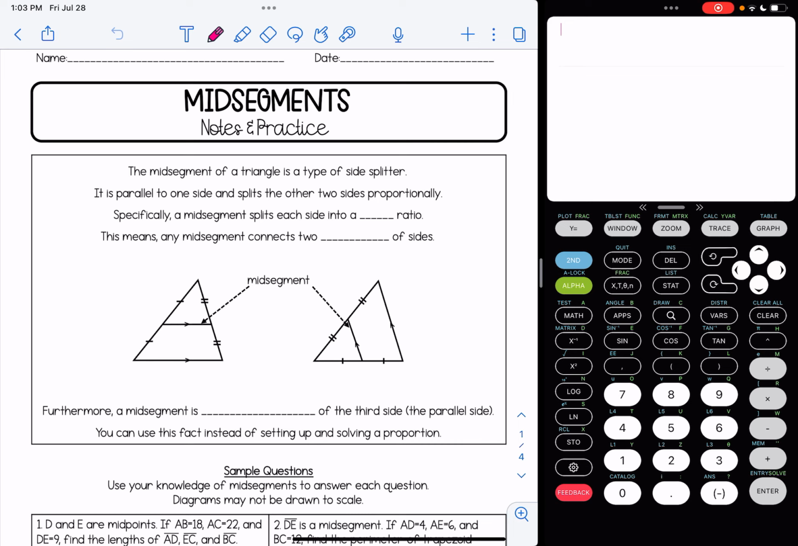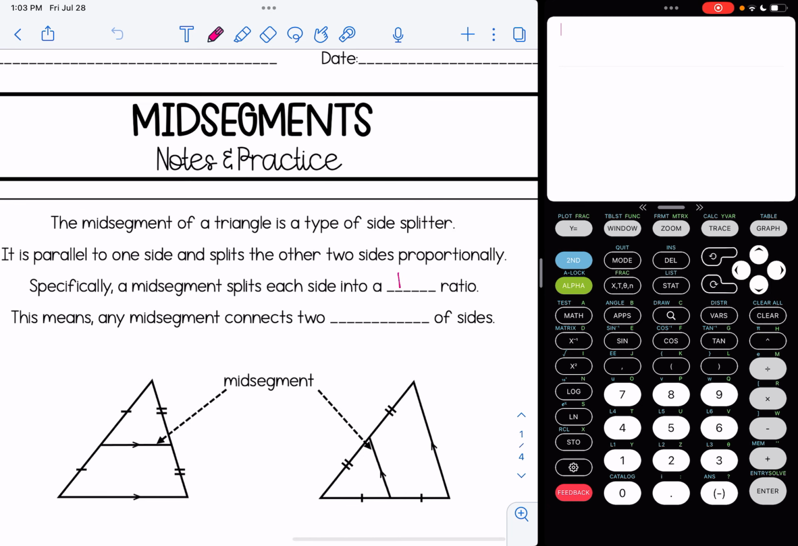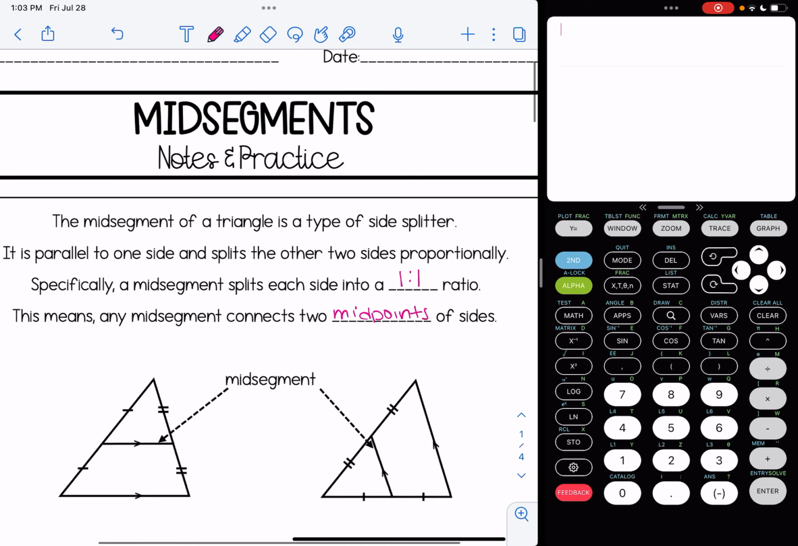But there's a little bit more of a specification with the midsegment. It splits each side into a 1-to-1 ratio. So we're going to fill that blank in there with 1-to-1. This means any midsegment connects to midpoints of sides. So if you look in our diagrams here, the midsegments are labeled, and these points that I'm bolding here in pink, I can tell are midpoints because those sides are split into two congruent parts.